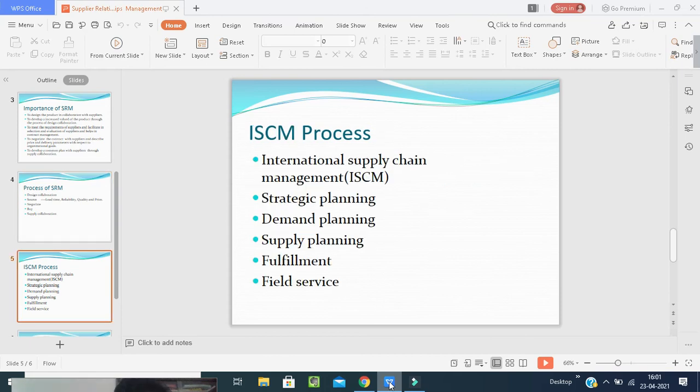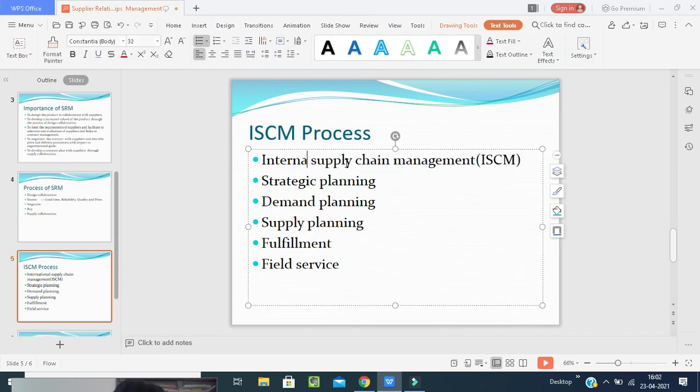Now, the term for the ISCM process, internal supply chain management. The full form is not international supply chain management, that is internal supply chain management. In this we have strategic planning: how the price should be, what strategies we need, and what planning will be there for that.